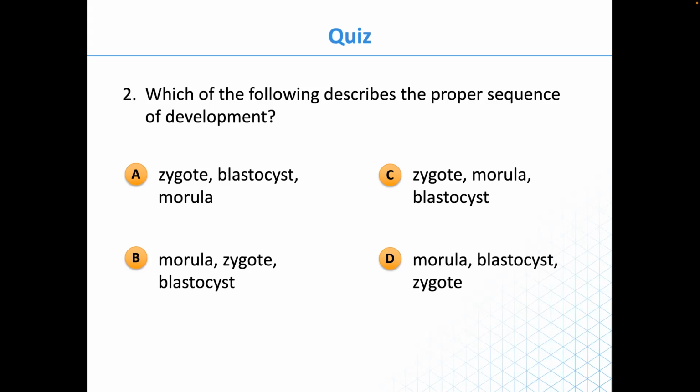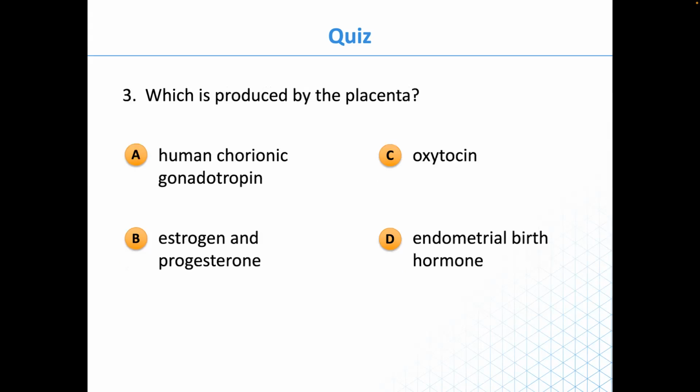The blastocyst is in the uterus. It is when it sticks to the wall of the uterus that it's called a blastocyst.